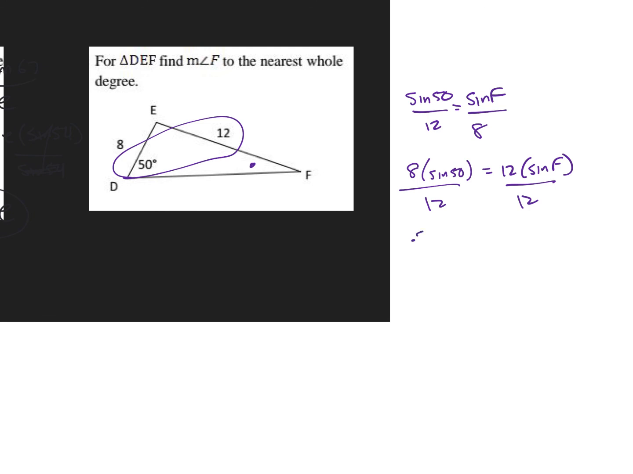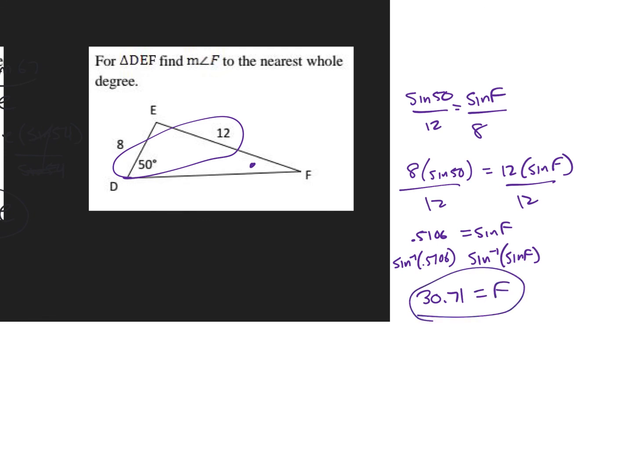You get 0.5106. So then I want to take sine inverse. So sine inverse of that should be 30.71 equals F. So to the nearest whole degree, I would call that 31 degrees.